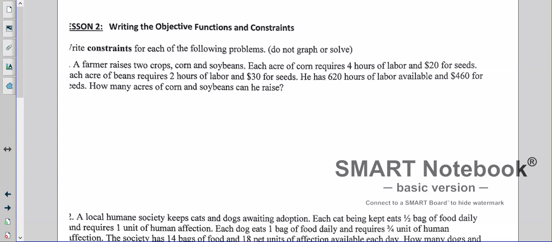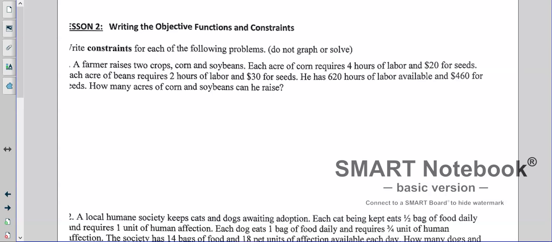All right. So, lesson two. As I mentioned in the first lesson, I mentioned constraints. I talked about how the inequalities I gave you would be taken from word problems, and here we are. So we're going to write the constraints, those inequalities, based on the information in this problem.